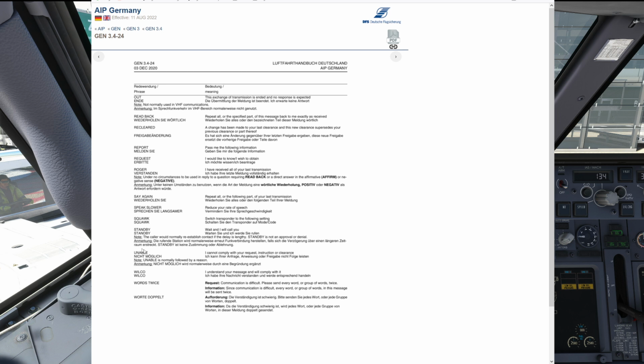Also important down here is the unable phrase, which means I cannot comply with your request, instruction, or clearance. So if the controller tells you anything that you don't know how to do, tell him that you're unable. So just answer, for example, Airplane 123, unable, and then the controller will know that you cannot do it. So what's very important for the basics over here, if any air traffic controller is telling you to do something that you don't know how to do, tell him that you're unable for it.